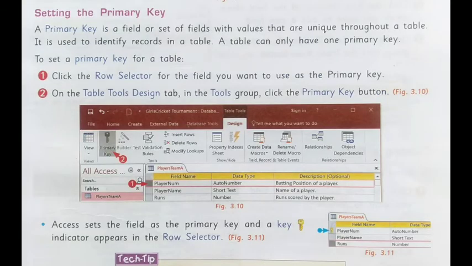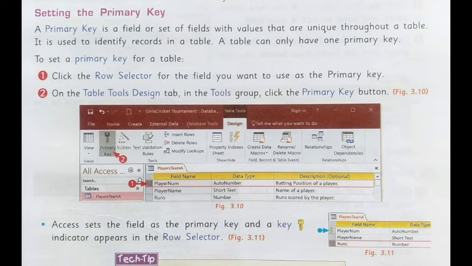Setting the primary key. A primary key is a field or set of fields with values that are unique throughout a table. It is used to identify records in a table. A table can only have one primary key. To set a primary key for a table, click the row selector for the fields you want to use as the primary key. Then, on the Table Tools Design tab, in the Tools group, click the Primary Key button.